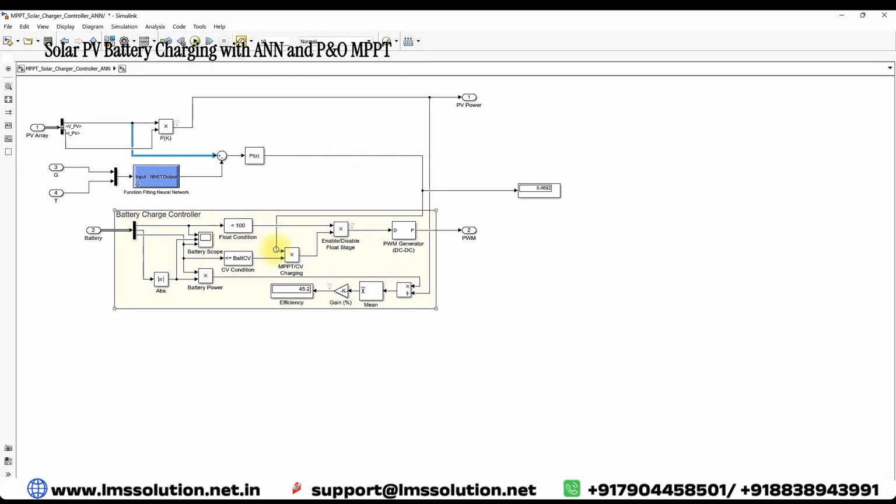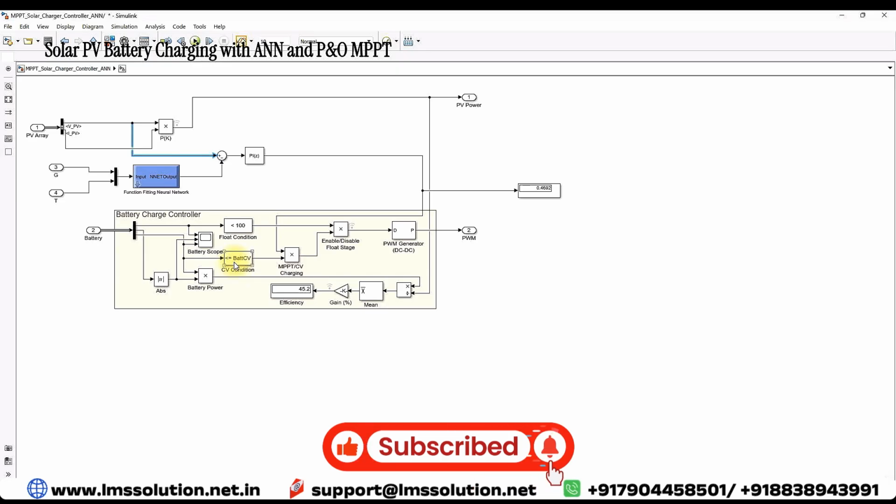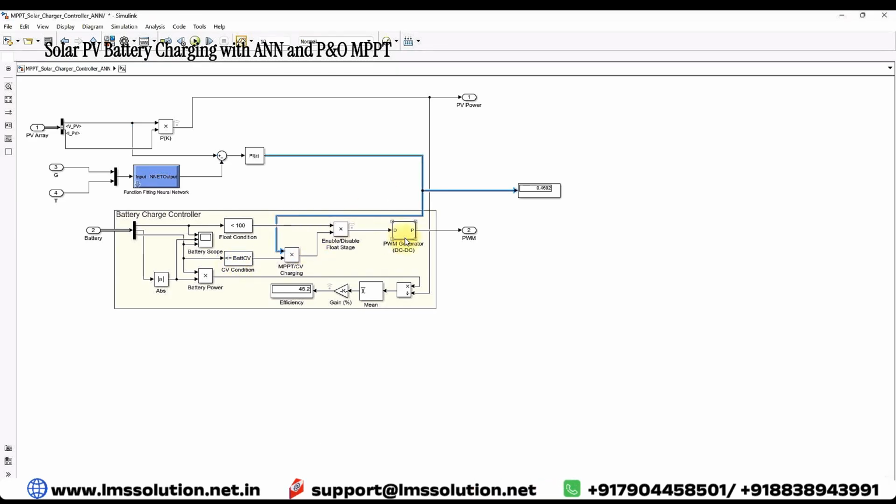That duty cycle can be allowed based upon two conditions. One is battery SOC, another one is battery fully charged voltage. If battery SOC is less than 100%, and the battery voltage is less than that fully charged voltage, then this duty cycle will be allowed to the PWM generator for generating pulses for that converter.